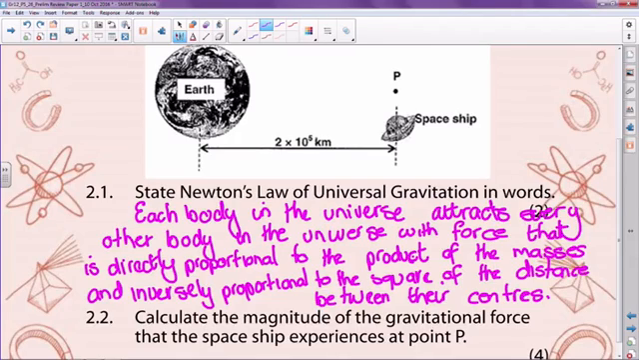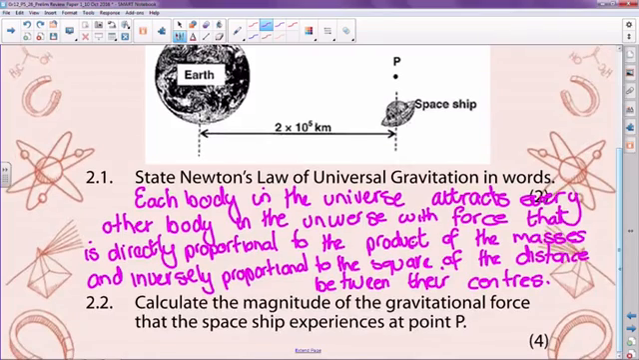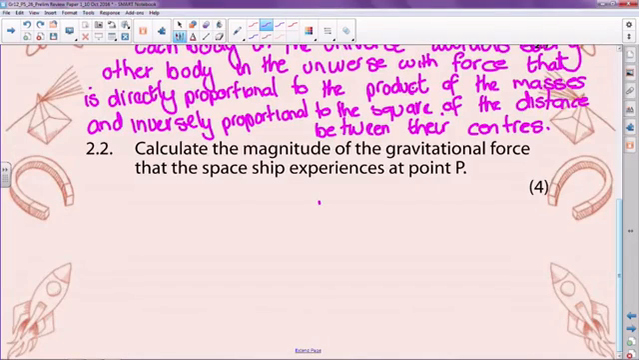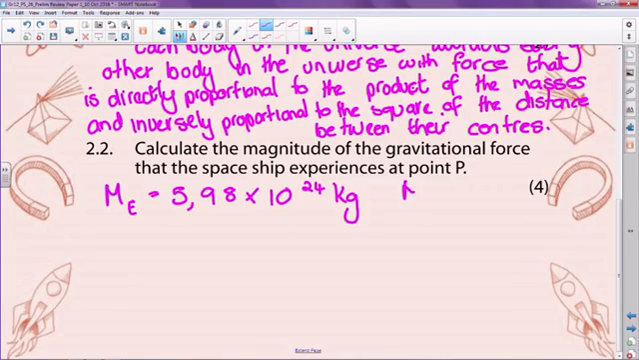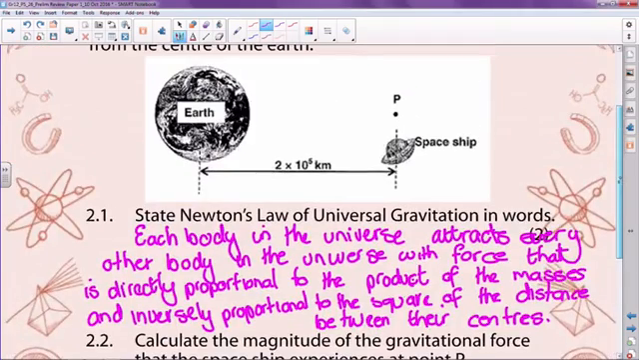Now, with the spaceship and the satellite, this is why I needed you to get your information sheets. You need to know the mass of the Earth. The mass of the Earth, which you get off your information sheet, and I'll tell you now because I don't know this off my head, is 5,98 times 10 to the 24 kilograms. That's not a problem. The mass of the spaceship was given as 3,500 kilograms. Now, distance is the issue here. Watch what they say here.